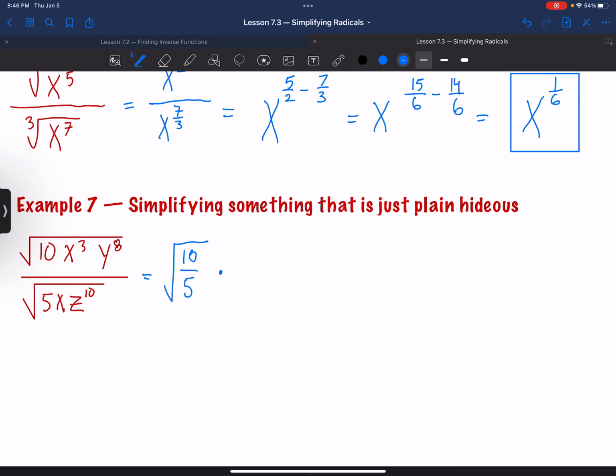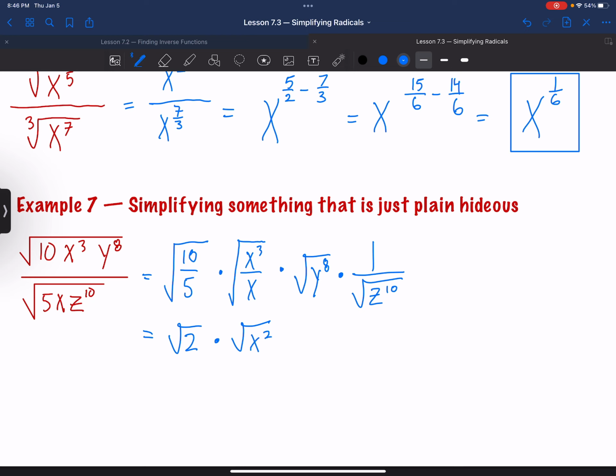times, I've got x cubed in the top radical and I've got x in the bottom radical. And they both are square root, so I'll do square root of x cubed over x times, I have y to the power of 8, but there is no y in the bottom, so I'm just going to leave that as square root of y to the 8th times, now I've got z in the bottom, but no z in the top, so I'll just do 1 over root z to the 10. Okay? And we'll just take this piece by piece. 10 over 5 is 2, so this is root 2 times root, this is x cubed over x, that's x squared, times this other business, right? Y to the power of 8, and yeah.